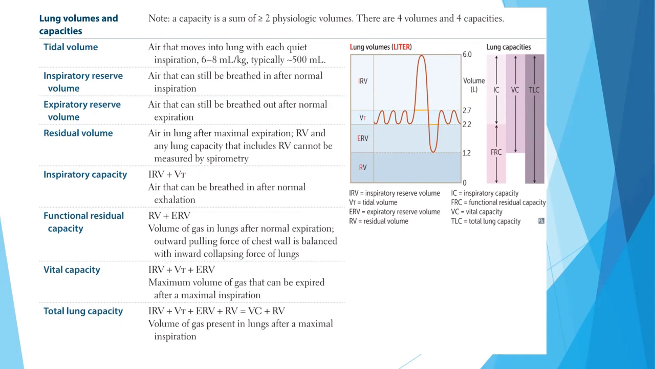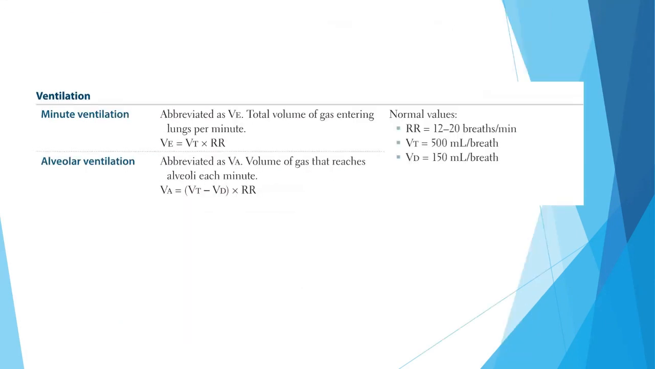Now, when you talk about ventilation, there is minute ventilation and then there is alveolar ventilation. The minute ventilation is abbreviated by VE, which is the total volume of gas entering the lungs per minute. So minute ventilation equals tidal volume times respiratory rate under normal circumstances. Now that is called the minute ventilation. The alveolar ventilation, which is abbreviated by VA, is the volume of gas that reaches the alveoli per minute. So VA equals the tidal volume minus VD, times the respiratory rate.